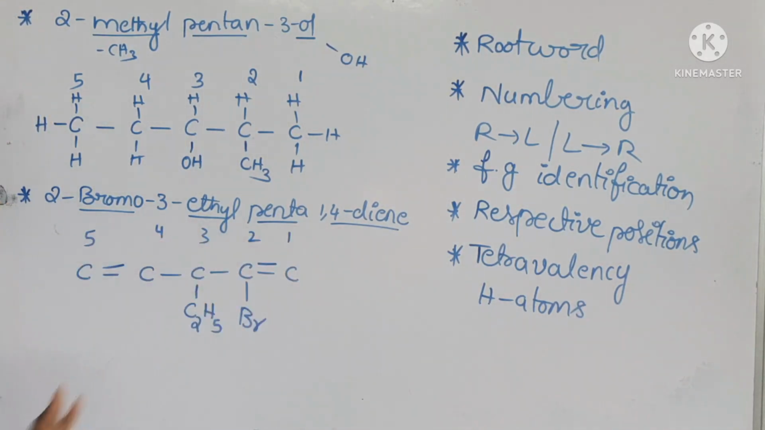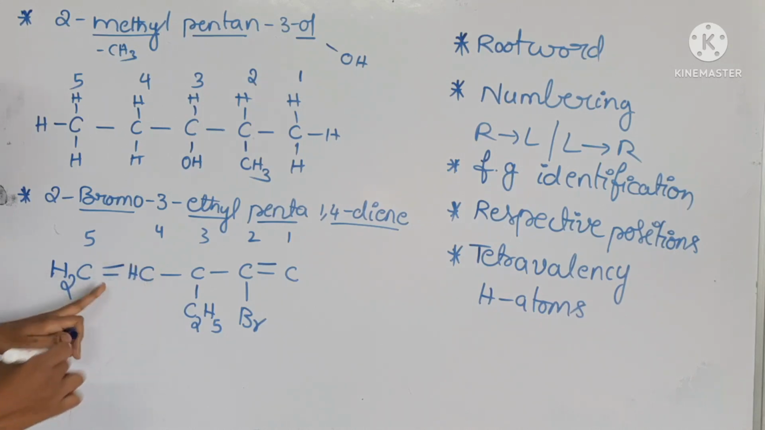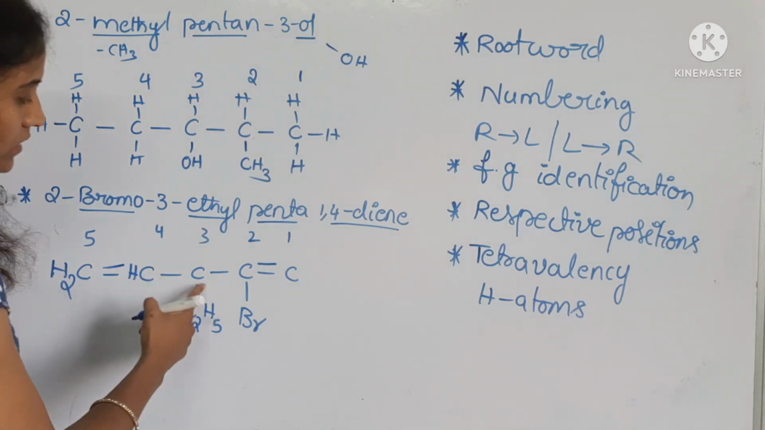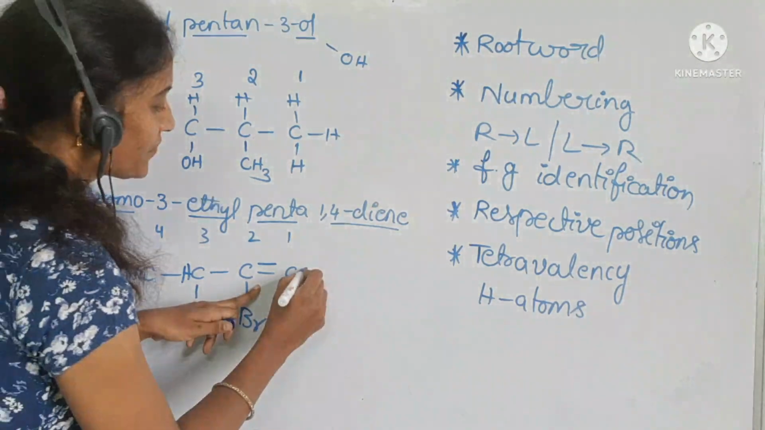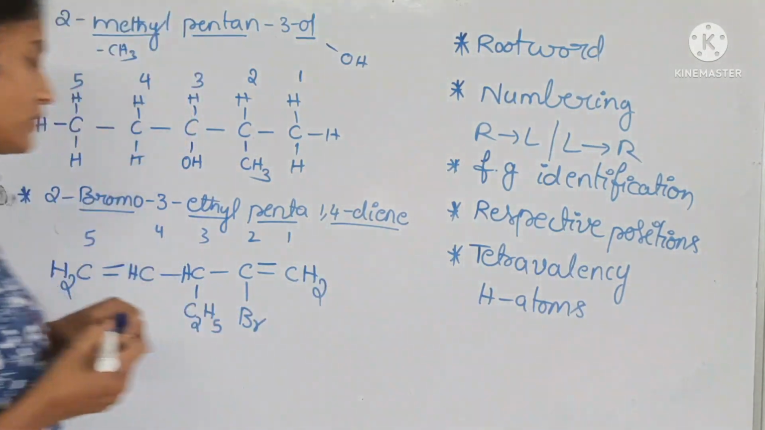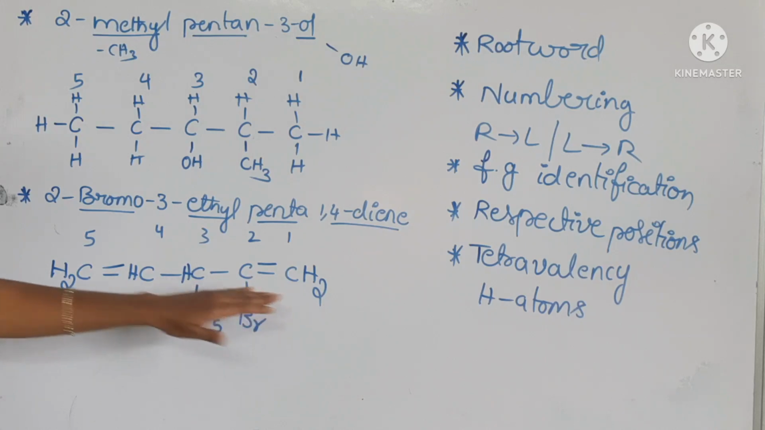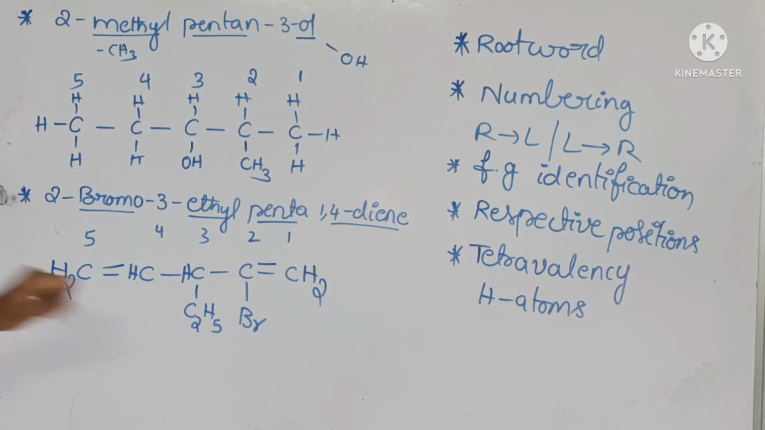So after that, tetravalency. See here, it has 2 bonds, so you have to attach 2 more hydrogens. For this one only 1 hydrogen, because it is already attached with 3 bonds. Here 1 double bond, there 1 single bond. This carbon needs 1 more hydrogen. This carbon doesn't need any hydrogen, but this carbon needs 2 hydrogens. Okay, this is about 2-bromo 3-ethyl pentane, 5 carbon atoms, 1,4-diene. See, 1 double bond and a second double bond. This is the structure of this molecule.